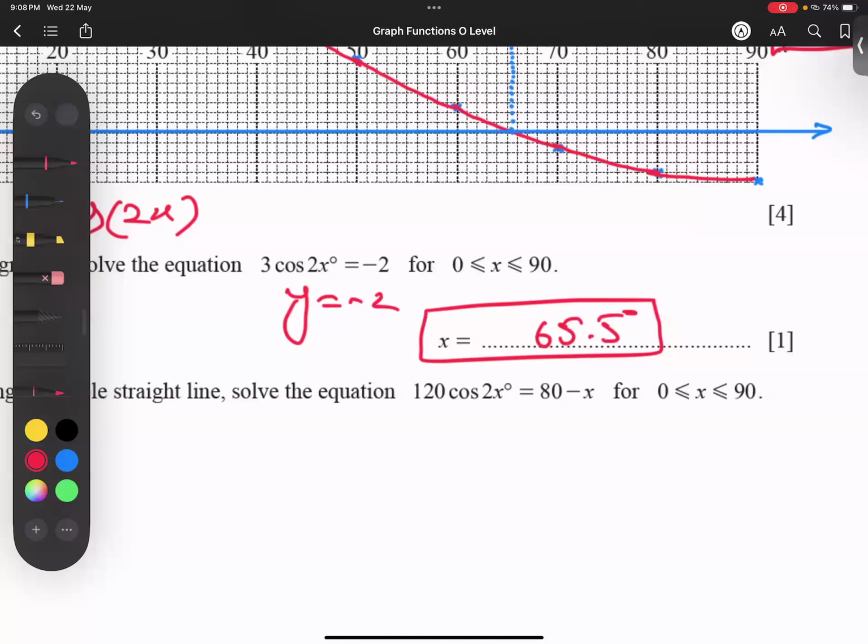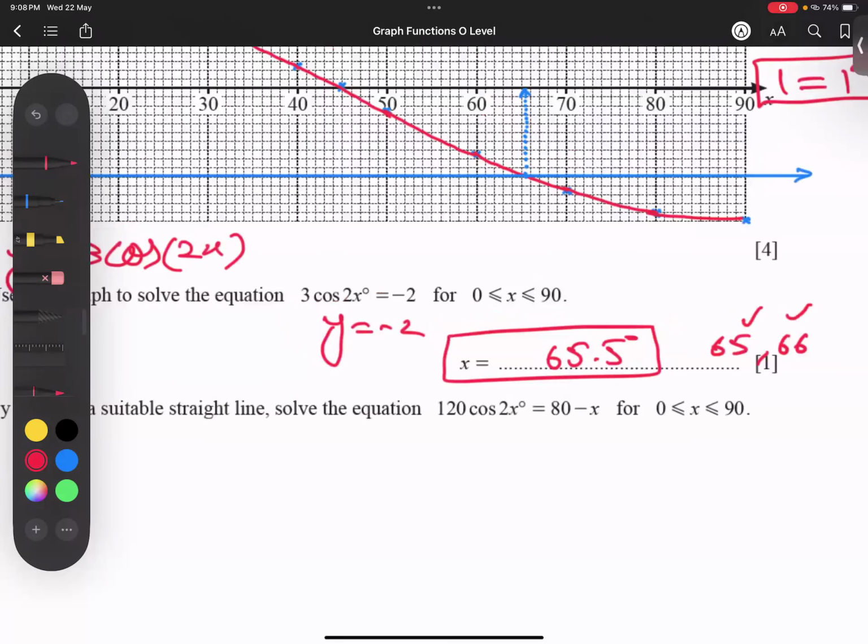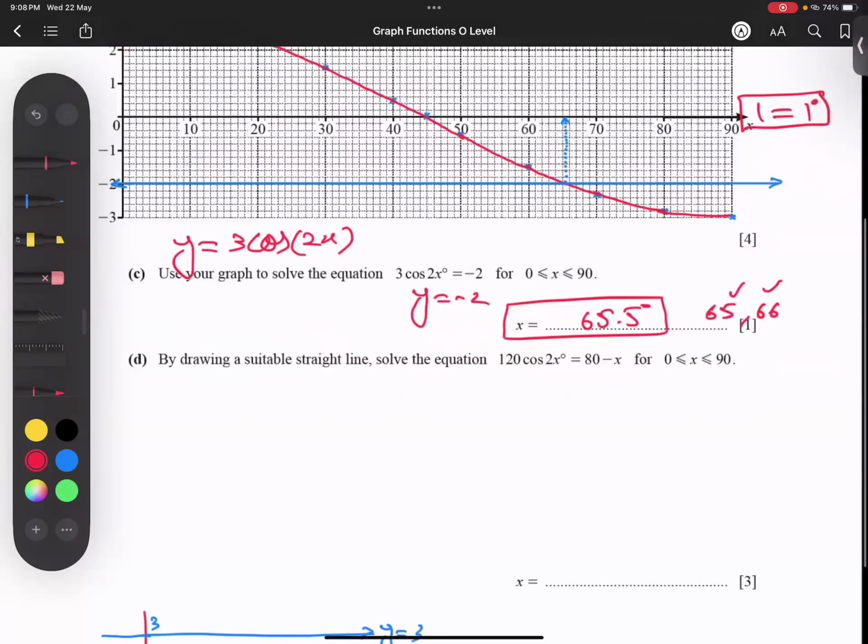If you get 65, correct answer. If you get 66, correct answer. All are correct answers. There is a range of answers, so don't worry about it. Let's go to the last part of this question for 3 marks.